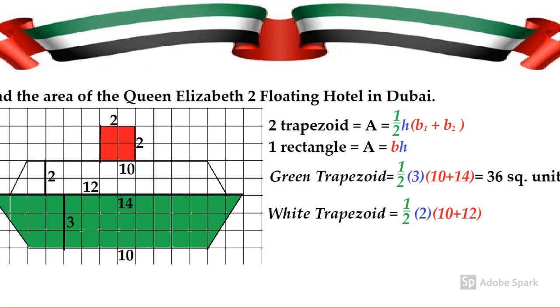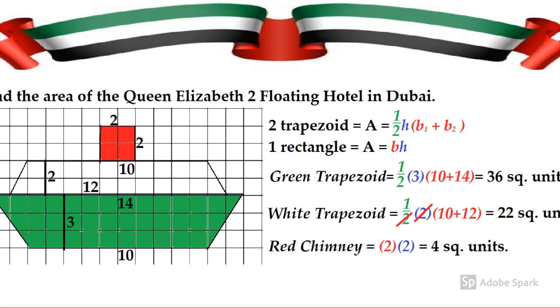Now let us work on the white trapezoid. We find that the height is 2, base 1 is 10, and base 2 is 12. Substituting the values in the area formula, the area of the white trapezoid is 1/2 times 2 times (10 plus 12). We can cancel out the 2 right away, so 10 plus 12 is left. Therefore, the area of the white trapezoid is 10 plus 12, which is equal to 22 square units.